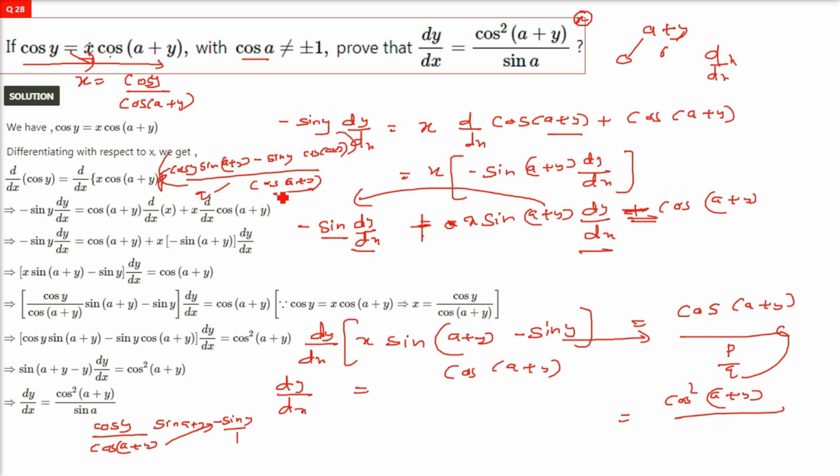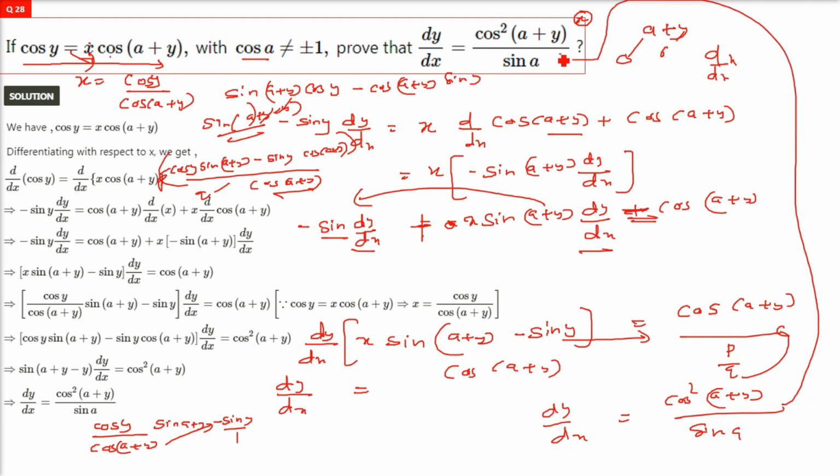Now we just have to deal with p. p is what? If I write it as sin(a + y) cos y minus cos(a + y) sin y, this is sin A cos B minus cos A sin B. It's sin(A minus B). So sin(a + y minus y), so y gets cancelled. You have a sin a in the denominator, so just put it here, sin a. So we have to prove, or we have proved, that dy/dx is this.